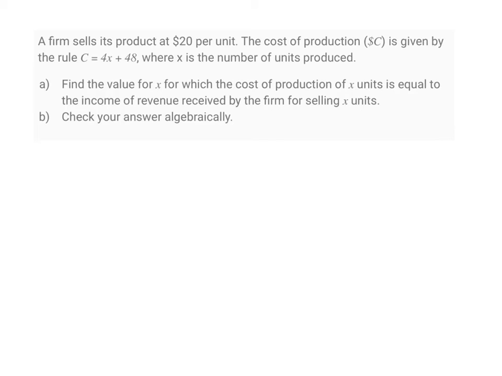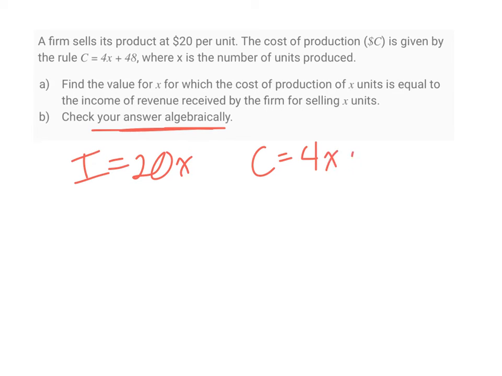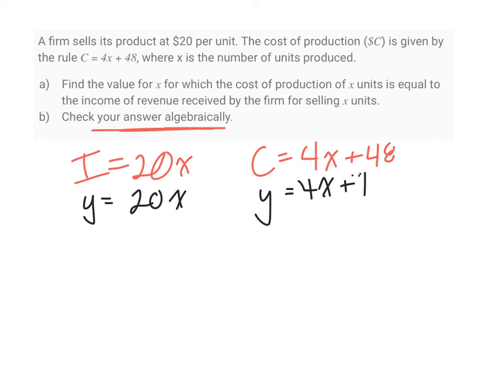The other thing you can do is you can check algebraically, which is the last part. So we still have that I equals 20x, and we still know that C equals 4x plus 48. You can also think of this as y equals 20x, and y equals 4x plus 48.